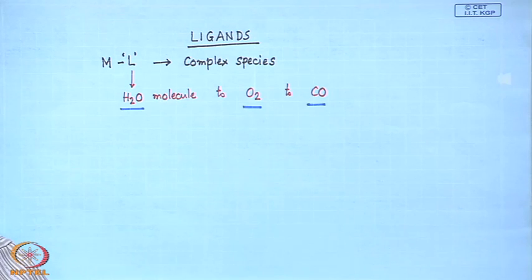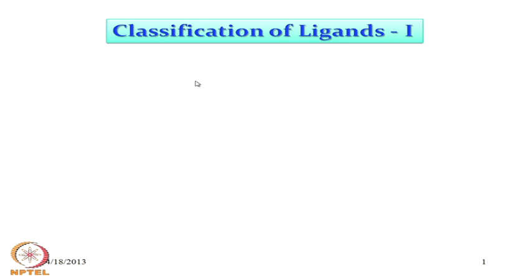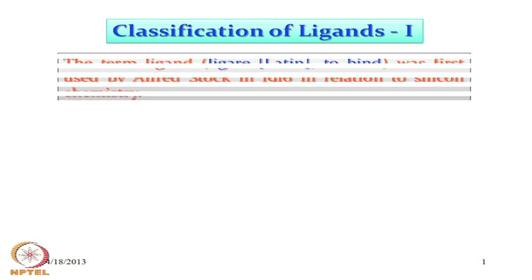So, in this class we will see the different classifications of the ligands, how we classify most of the ligands depending upon their typical nature of binding to the metal center.